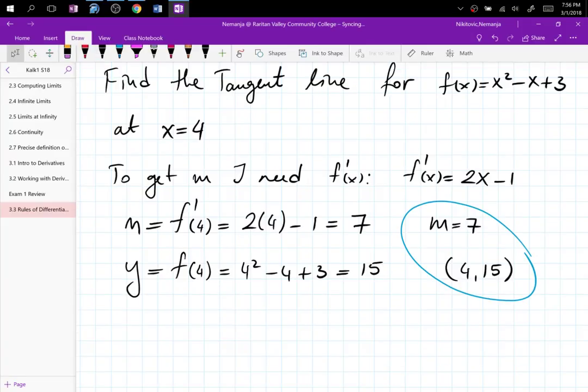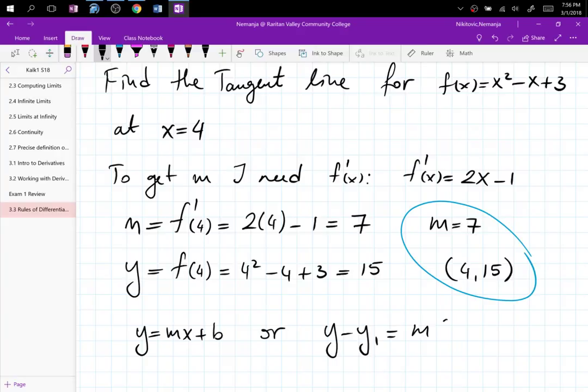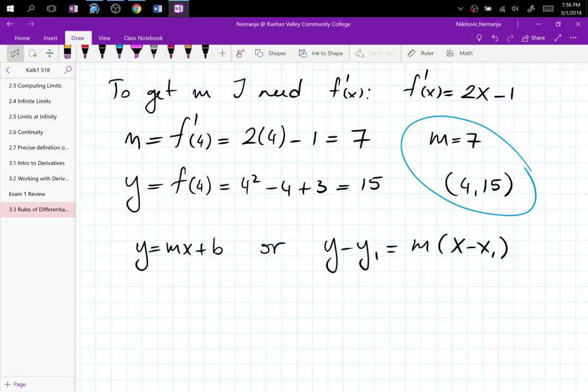So now what do I do with this? You can use y equals mx plus b, or y minus y1 is equal to m times (x minus x1), either one of the two, to calculate the equation of the line. So what I'm going to do is both, because I'm a boss.